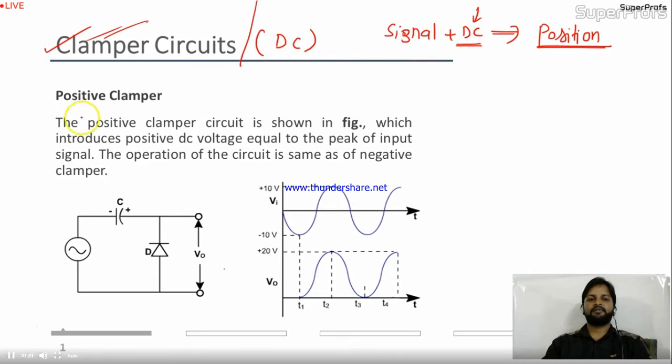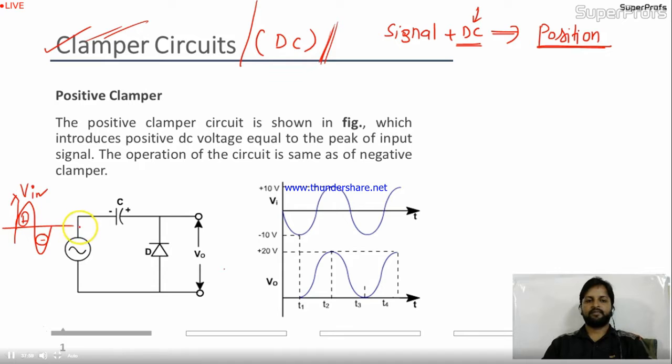Okay. So see, in the positive clamper, what is going on? The positive clamper circuit is shown in this figure. Since we are talking about the DC restorer or charge storing, we'll use a capacitor in the circuit, right? So here the capacitor is given. The positive clamper circuit shown in the figure introduces positive DC voltage equal to the peak of the input signal. See, this is the positive half cycle and the negative half cycle is given over here for the input Vin.